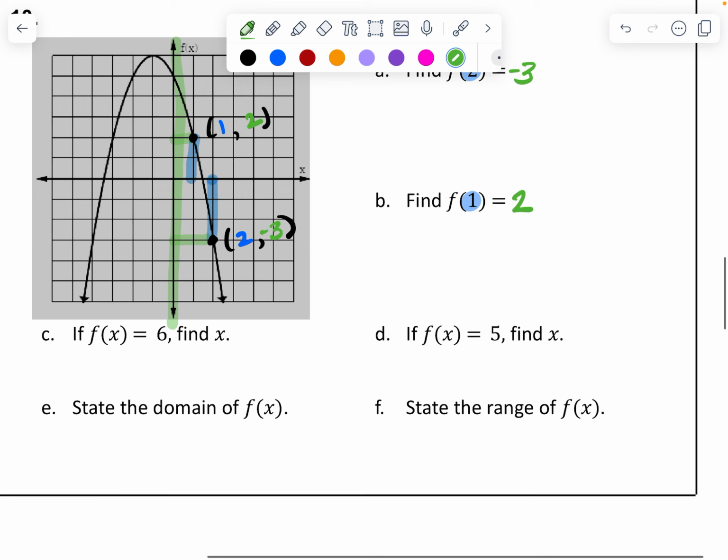If f of x equals 6, so now this is giving us the y value of positive 6. The x value here is negative 1. So this is negative 1, 6. In function notation, we would say that f of negative 1 equals 6.